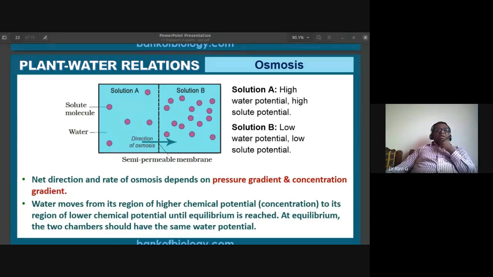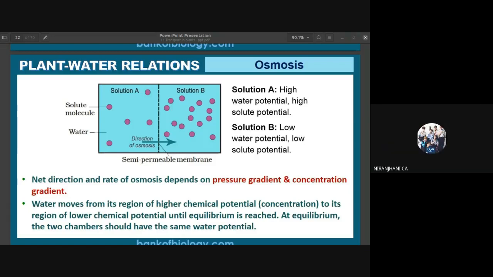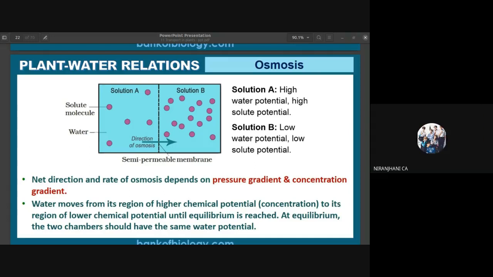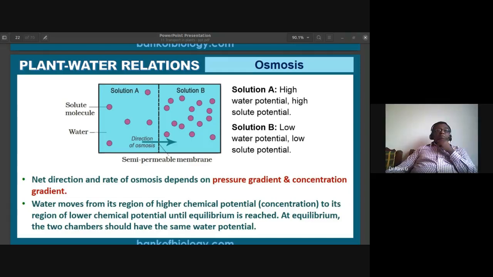What are the different types of solution? What are the different types of solution based on their concentration? Hypertonic, hypertonic and isotonic. Very good. Hypertonic, isotonic, hypotonic. Okay. So how do you call any solution as hypertonic? When it is having more concentration. How do you know that it is having more concentration?